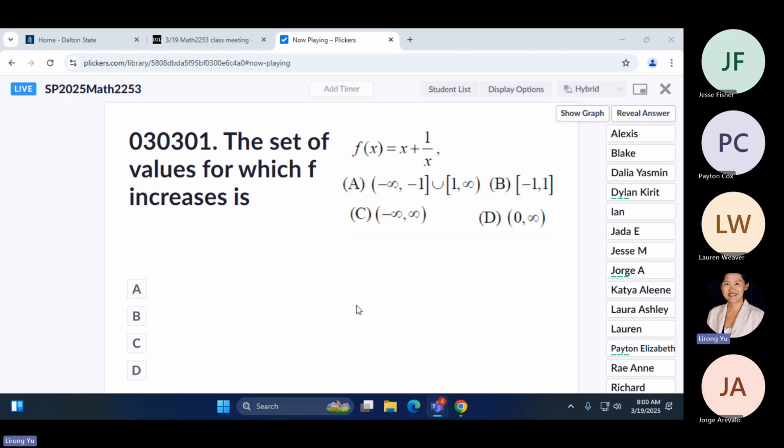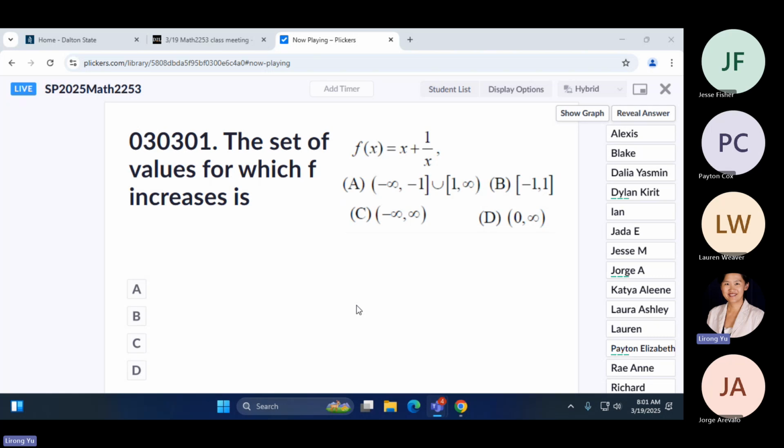Here we have a function defined as x plus 1 over x. The question is to find all the values where the function is increasing. So basically, we're trying to determine the interval where the function is increasing. If we find the derivative of the function and identify the critical points, we should be able to determine, on the entire domain of the function, which intervals the function is increasing and which it is decreasing. Essentially, we are trying to figure out the increasing and decreasing property of the entire function.